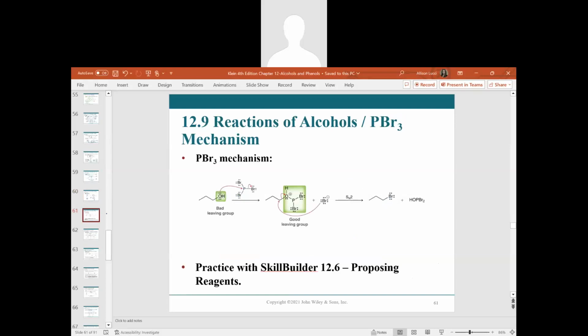The PBr3 mechanism is similar in the first step. We have our bad leaving group, we have this nucleophilic attack and loss of this bromine from our PBr3. So now we've formed this good leaving group here. That free bromide ion is free to perform a nucleophilic attack. We have our loss of leaving group, right? And this is another SN2 since it's a concerted mechanism. That's what we see over here. So we have this SN2 process, our alkyl halide product, and then this HOPBr2 byproduct that results. So we did not need to use pyridine in this case because that hydrogen is absorbed in this byproduct.